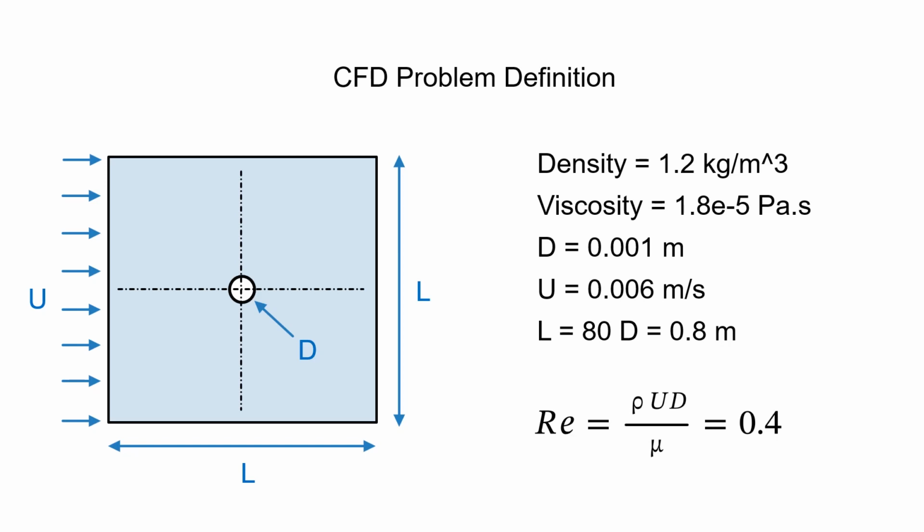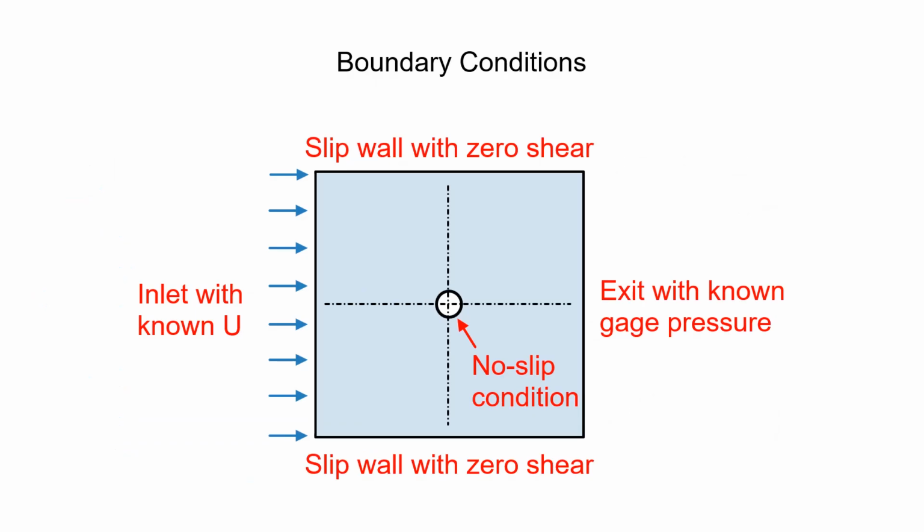As seen, the artificial box is taken to be 80 times larger than the circular object, which is a value selected based on experience of solving similar problems previously. When we simulate a problem with CFD, we use numerical techniques to solve partial differential equations inside the problem domain. And to do that we need to define conditions at its boundaries. Boundary conditions that we are going to use are as shown.